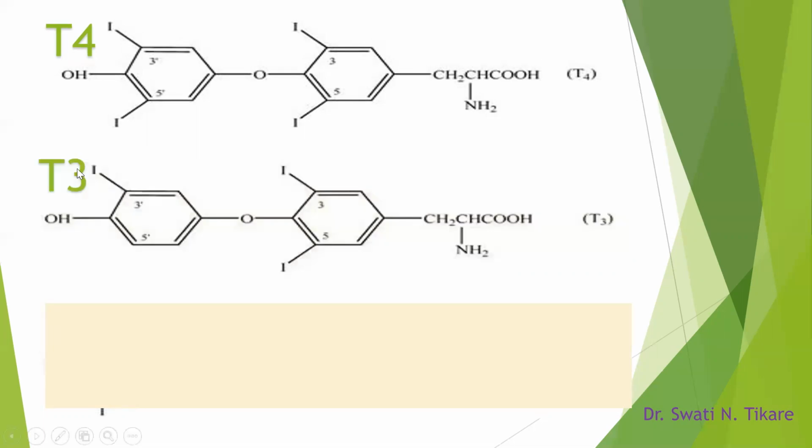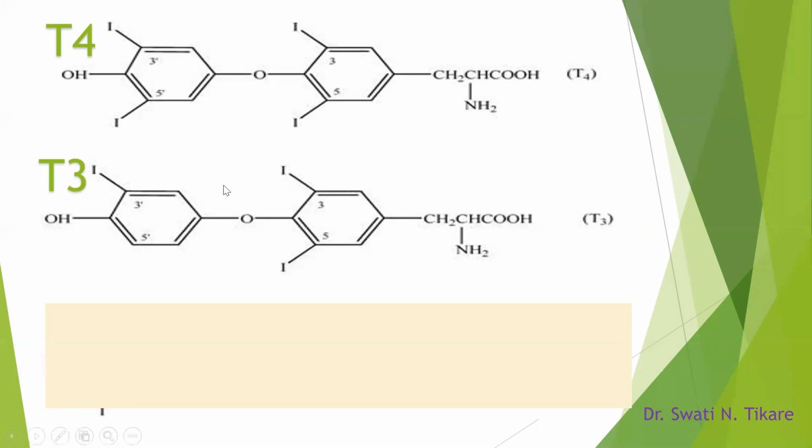So you can see that in T3, it is iodinated at the 3 and 5 positions and at the 3' position. So this is 3', 3, 5 iodinated, but 5' is not iodinated. So this is the structure of T3, triiodothyronine.